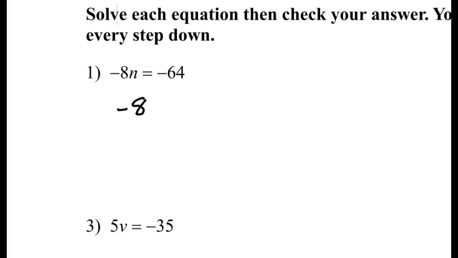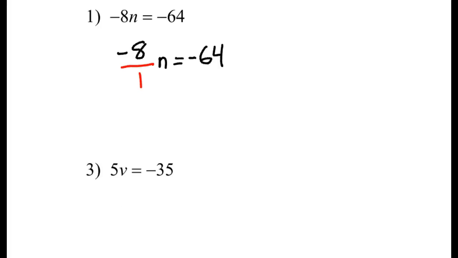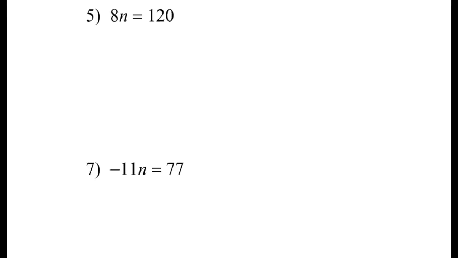So instead of just negative 8, I'm going to write it as negative 8 over 1. The red is the part I'm adding in. The black is actually staying the same. So our first goal is to get a fraction coefficient from the variable that we can take the reciprocal of and multiply. And I'm going to move on and do a few of those first.